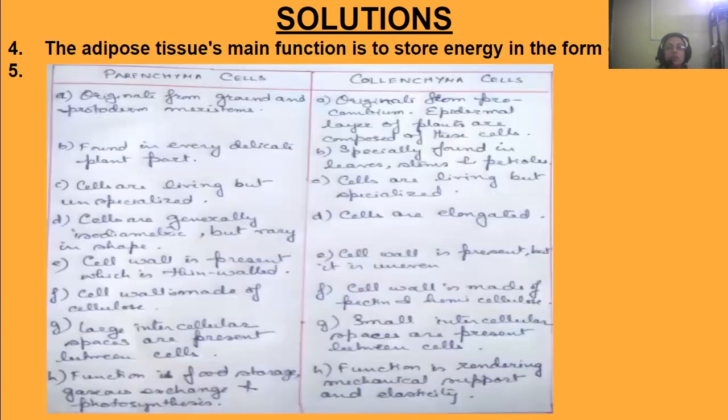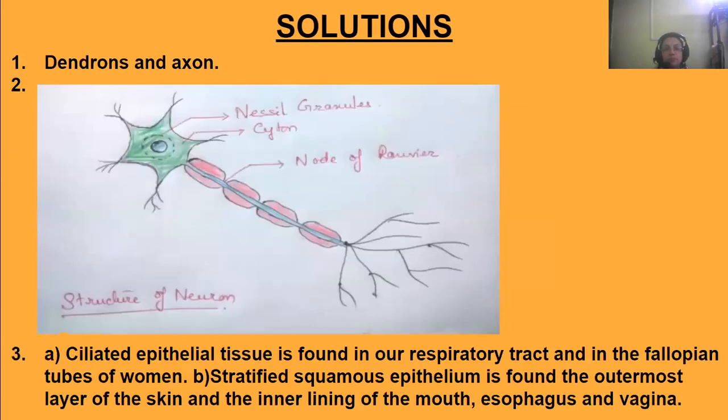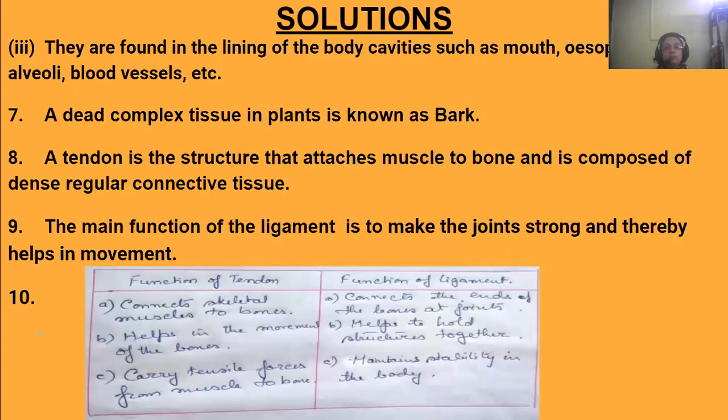So the next part is, where is the squamous epithelium found? They are found in the lining of the body cavities, such as the mouth, esophagus, alveoli, blood vessels, etc. All the body cavities, the inner lining of them is formed by the squamous epithelium.